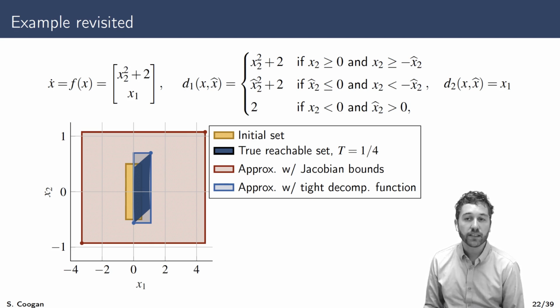However, it is possible to restrict consideration to a compact subset of R2, and then we can use bounds of the Jacobian over that subset. However, this method can quickly lead to poor reachable set estimates. In this plot, we show the reachable set of the system from the initial set as shown for a horizon of t equals 1/4. The approximation of this set using the tightest decomposition function is seen to closely approximate the true set, while an alternative approximation obtained using a decomposition function constructed from the bounded Jacobian matrix is substantially worse.